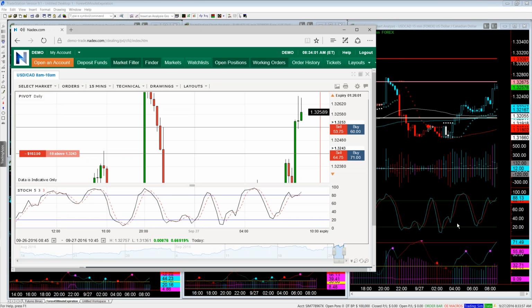I trade the dailies when I'm not going to be around during the day because I have all day for that trade to work in my favor. But if I'm sitting here watching the market like I am right now, then it's going to be probably less than an hour that I'm in a trade.